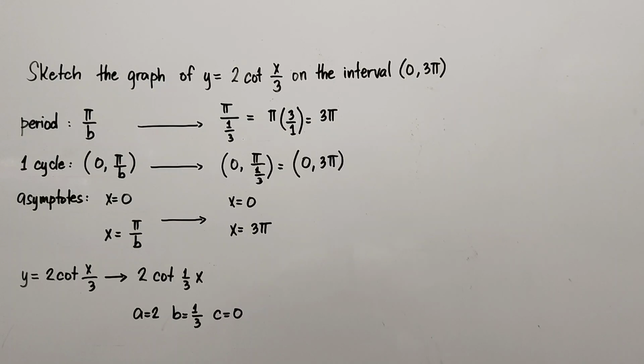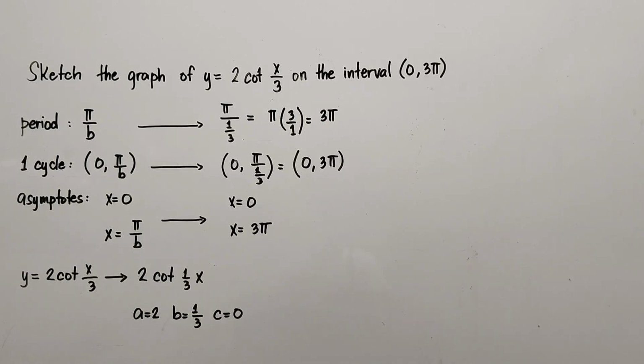To solve for the period pi over b, substitute the value of b, which is 1/3. That becomes pi divided by 1/3. Now we will get the reciprocal of the denominator and multiply to the numerator. That becomes pi times 3 over 1. Therefore, the period is 3 pi.